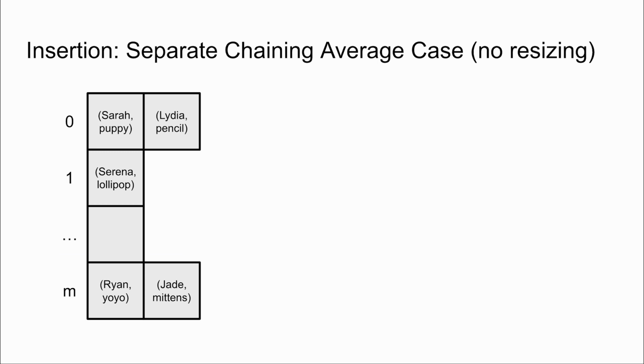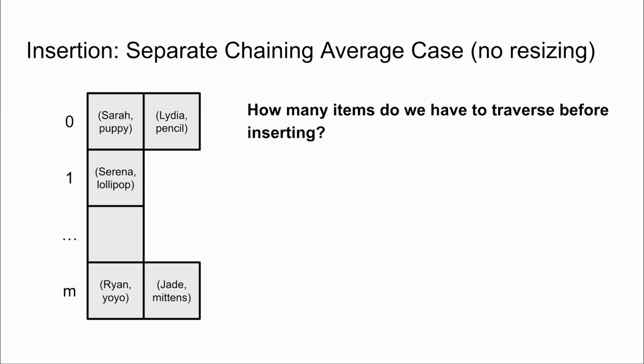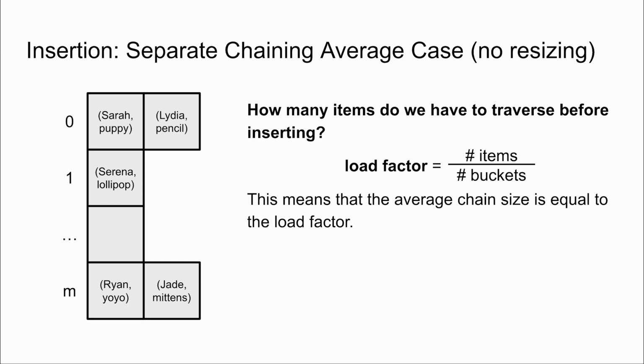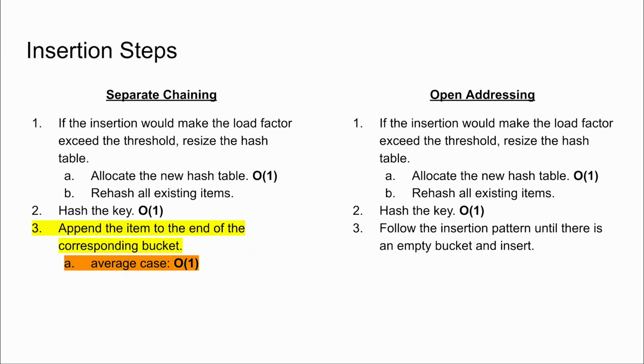To analyze this, we ask ourselves, how many items do we have to traverse before inserting? Recall that the load factor is the number of items divided by the number of buckets. This means that the average chain size is equal to the load factor. So on average, it takes O of load factor to traverse the bucket and O of 1 to insert the item. Remember that the load factor must be less than a constant, otherwise we would resize the hash table. Then, O of the load factor is equal to O of 1, so the total cost of this operation is O of 1. Then, the average case insertion without resizing is O of 1.